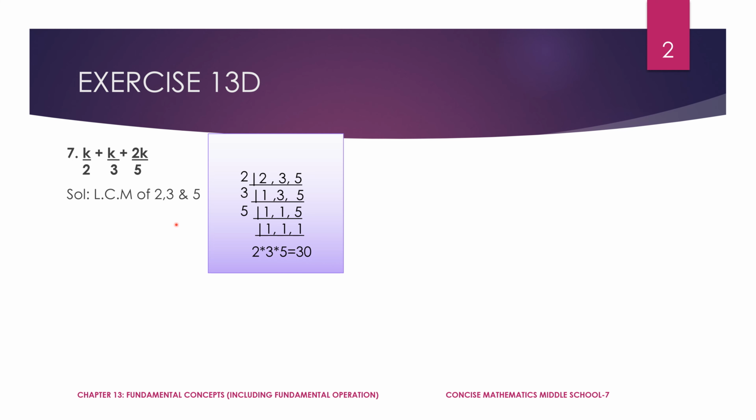Now we need to make these denominators into 30. How to make this denominator into 30? With which number if you multiply 2 you will get 30, right? If you multiply this 2 with 15, 15 twos are 30, then you will get 30, right, into 15. Because you are multiplying the denominator with 15, even in the numerator you have to multiply with 15, right?